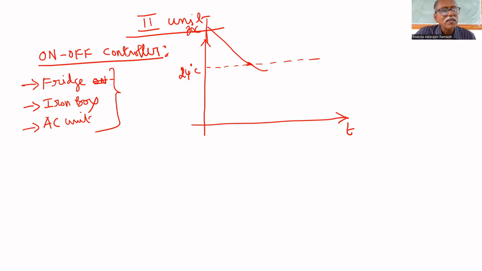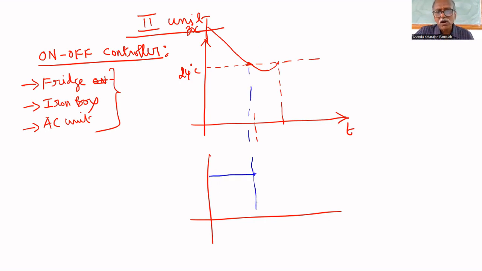After some time, what will happen? The temperature starts increasing again. Now, again, at this point, it will be on. If you draw the controller characteristics, it will be on up to this point. This is off. Again, it will be turned on at this point.